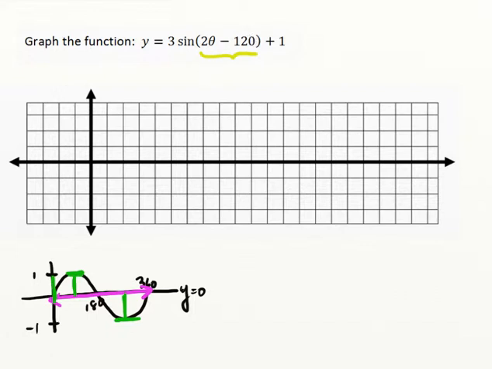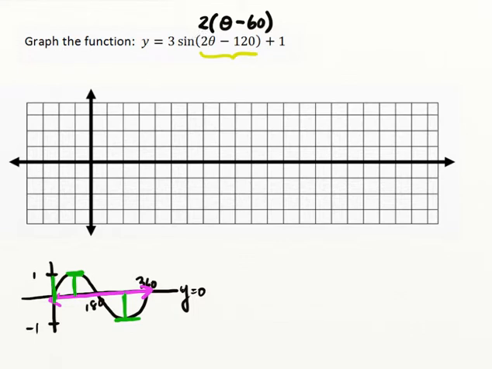In order to correct this, we're going to have to factor the inside of these brackets. Instead of y equals 3 sine (2 theta minus 120) plus 1, we're going to factor a 2 out, and that leaves us with theta minus 60 in the brackets. We don't want 2 theta minus 120. What we want is 2 and then theta minus 60. You see how the theta is now all by itself. That pulls out this 2, and this 2 is the k value.